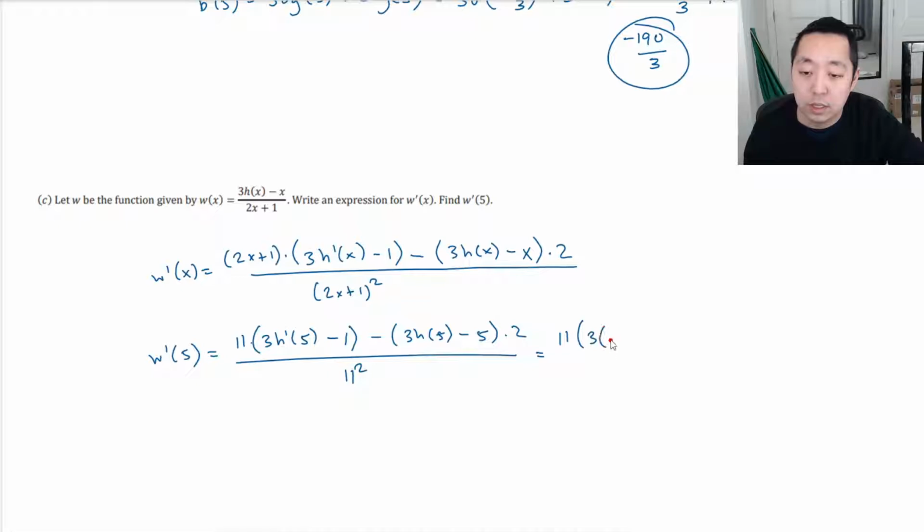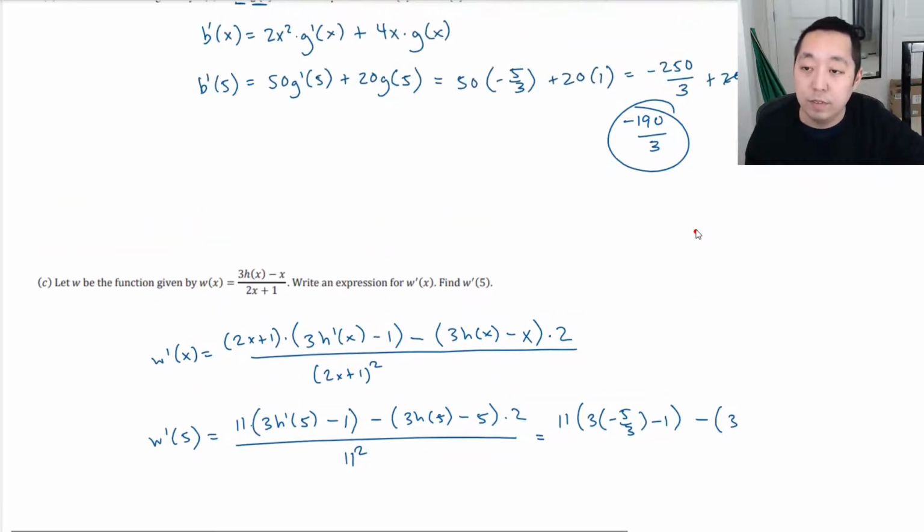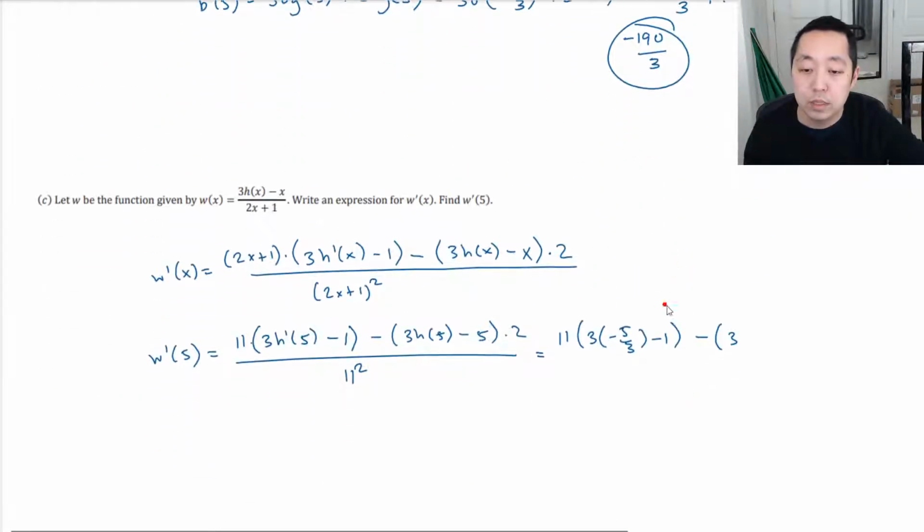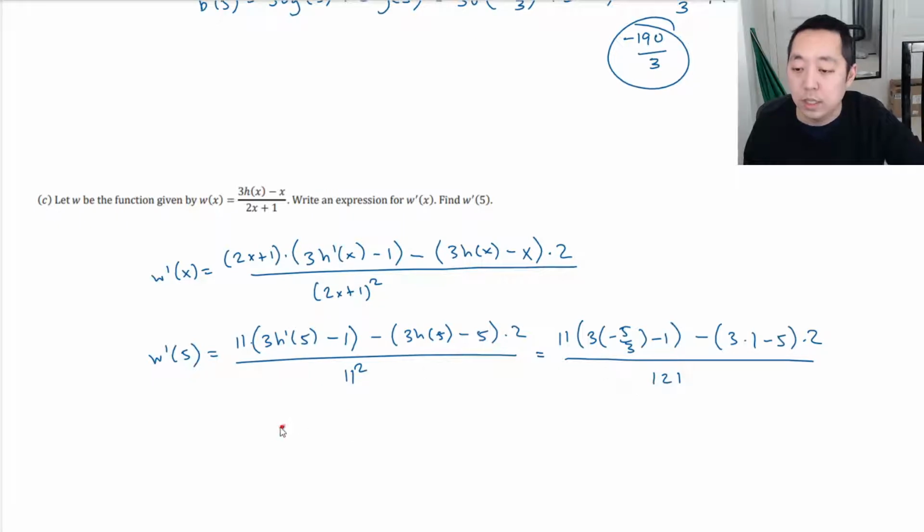Minus 3, and they said h of 5 back in the original problem statement. H of 5 is 1. That's times 1 minus 5 times 2 over 121. And so this is going to be, again, minus 5 here. So this is minus 6, it's minus 66.